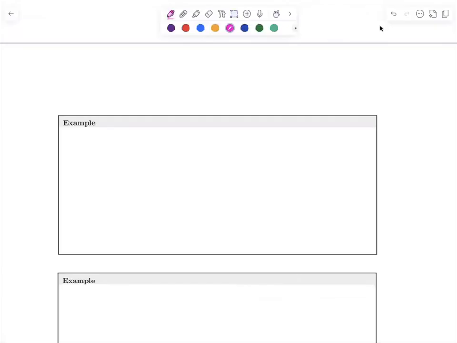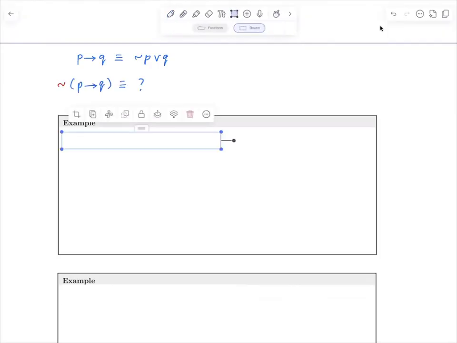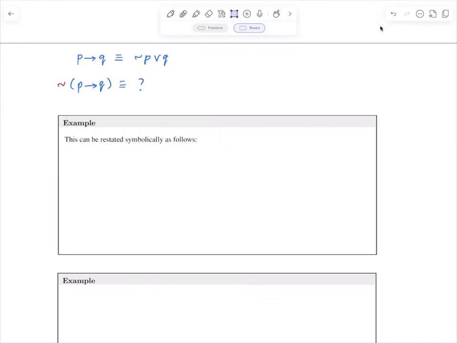What we have done so far, we showed that the conditional statement P then Q is equivalent to not P or Q. We use the table to basically show that left-hand side and right-hand side are equivalent to each other. Now the question is, how do I find the negation of the implication? If I ask you to find the negation of P, then Q, how do you write it down? What is this equivalent to? So in this example, we're going to go over that.